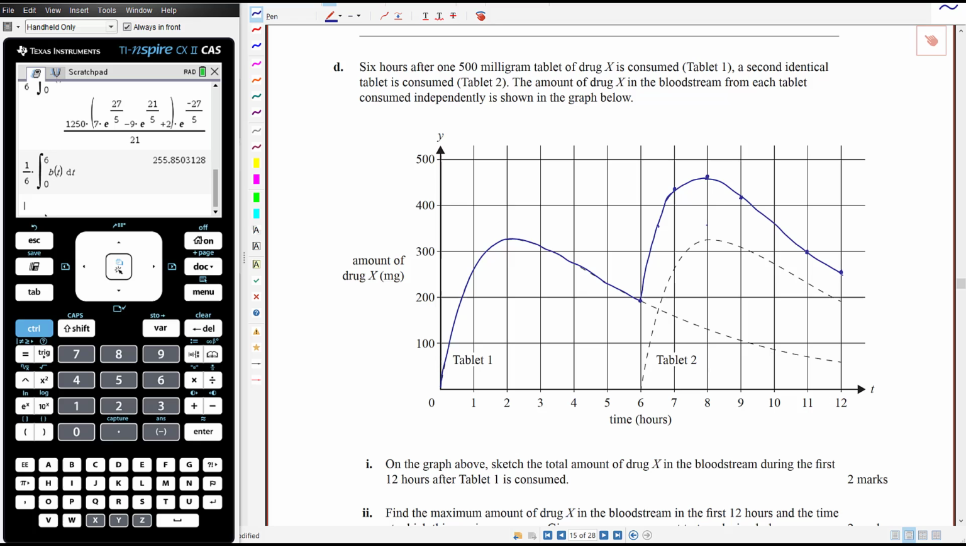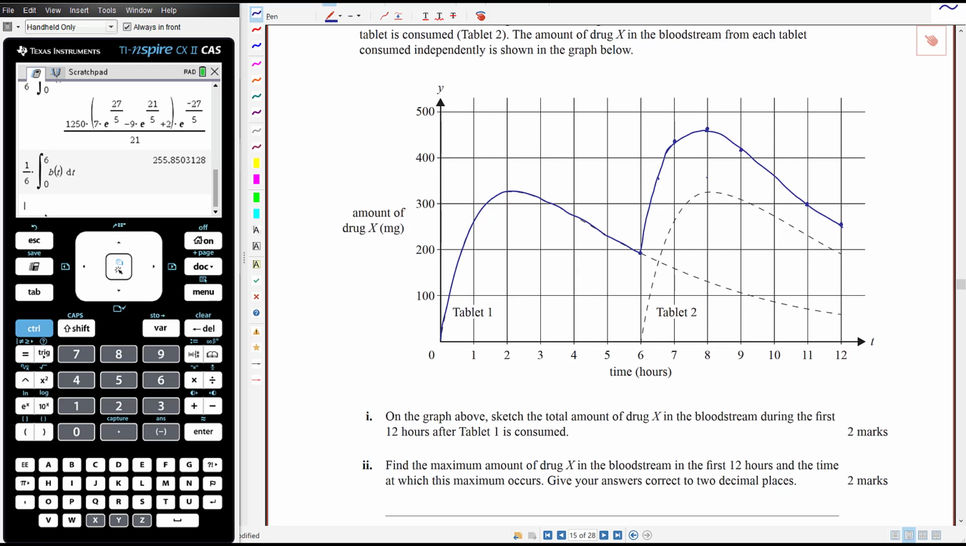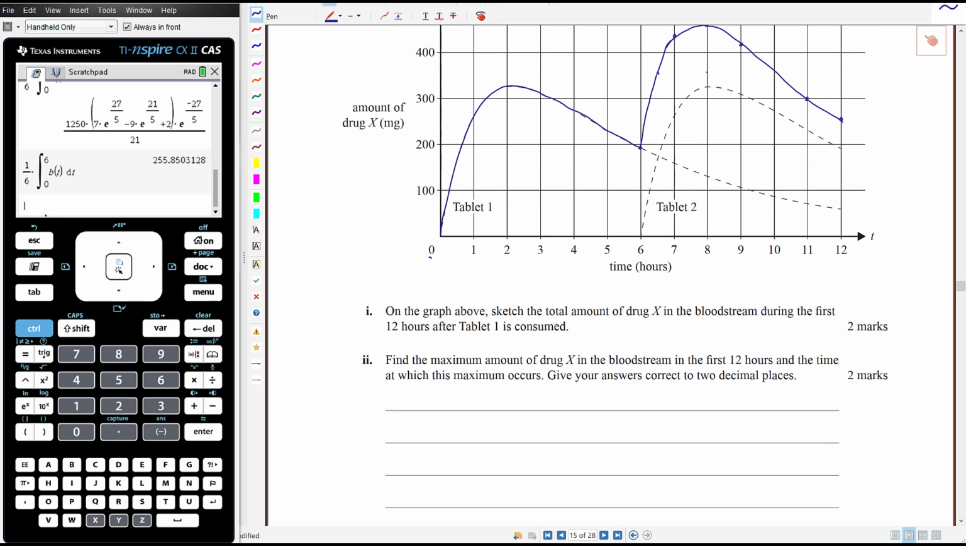So something like that is what we've got happening. Make sure you don't forget to go over the tablet 1 bit. You want the total amount of drug X in the bloodstream during the first 12 hours. So over the full 0 to 12, there should be a graph drawn. Find the maximum amount of drug X in the bloodstream in the first 12 hours and the time at which this maximum occurs. Give your answers correct to 2 decimal places.